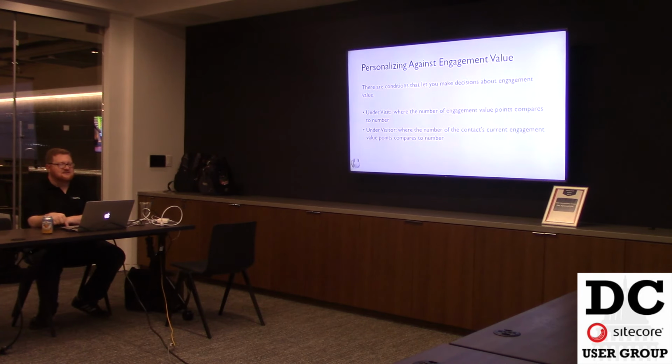So how do you personalize against that? Like everything else, there are rules. Under visit, in the selection of rules, you could say where the number of engagement point value compares to a number, and under visitor, you can also say where the number of the contact's current engagement value points compares to a number. That second one means across visits. The first one is for a specific visit.